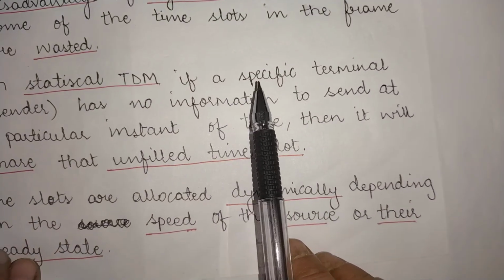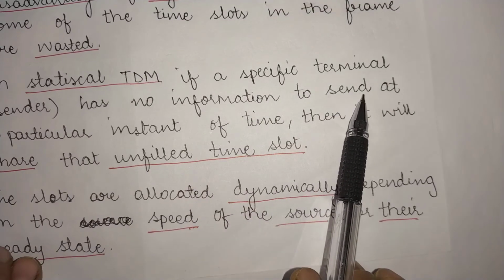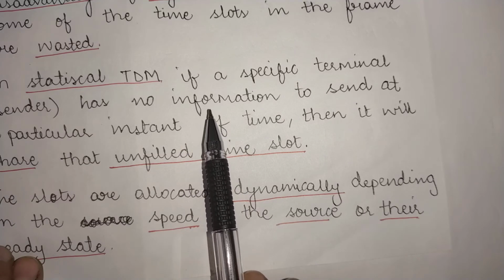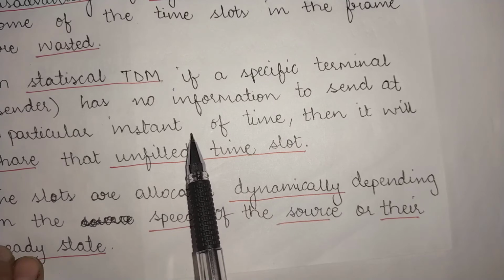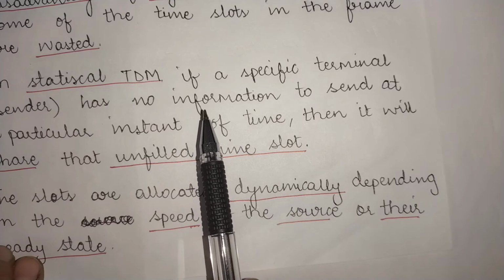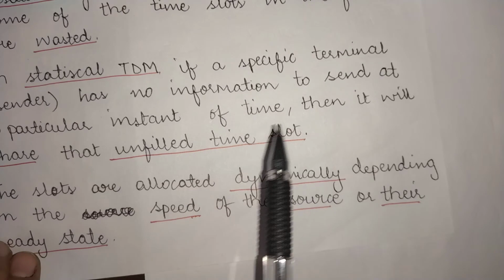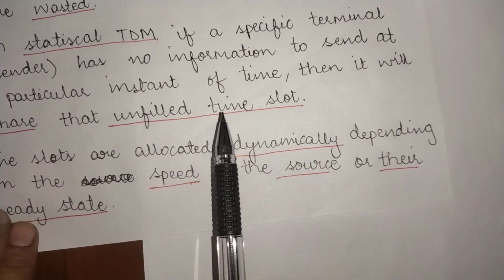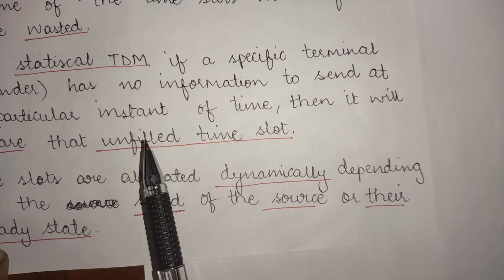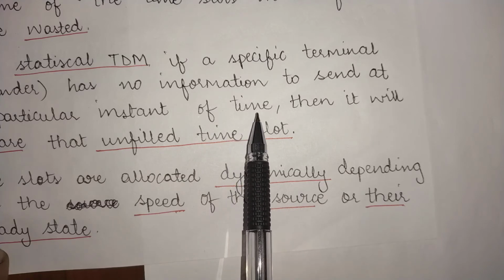if a specific sender or terminal has no data or information to send for its time slot, say, for example, the time slot that was allotted to a particular sender has come, and in its turn the sender has nothing to send. What it will do? It will share that time slot with some other sender who has data to send and is willing to send the data. So your time does not get wasted and the bandwidth of the channel does not get underutilized.